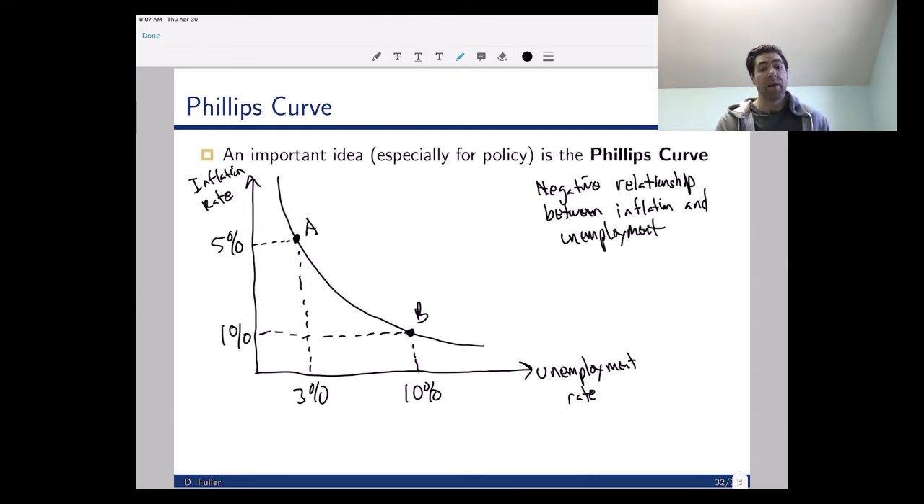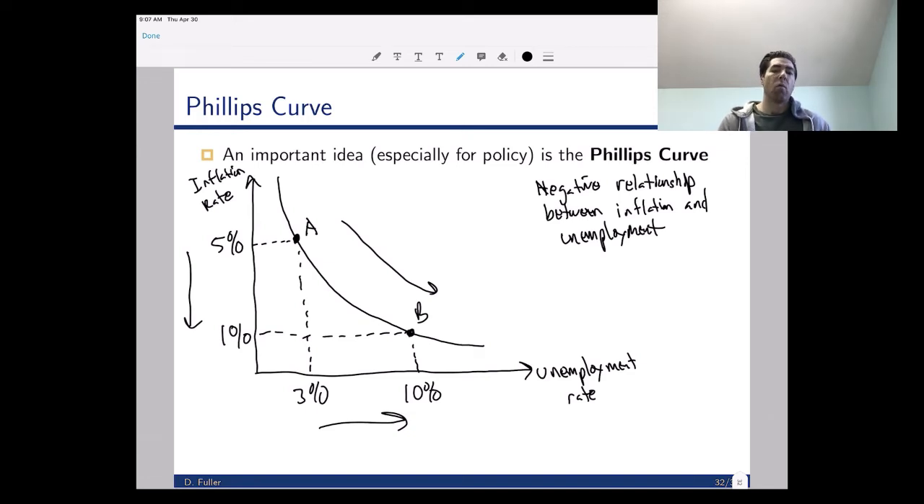So at point A, the unemployment rate is 3% and the inflation rate is 5%. So unemployment is relatively low, but inflation is relatively high. And as the unemployment rate would continue to go lower, the inflation rate would continue to go higher. So I move down along the curve this way. The unemployment rate is going up from 3 to 10%, but the inflation rate is going down from 5% to 1%. So there's a negative relationship between those two variables.